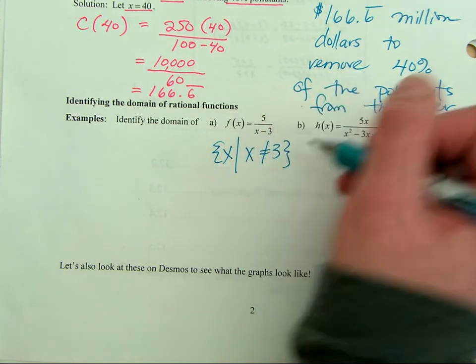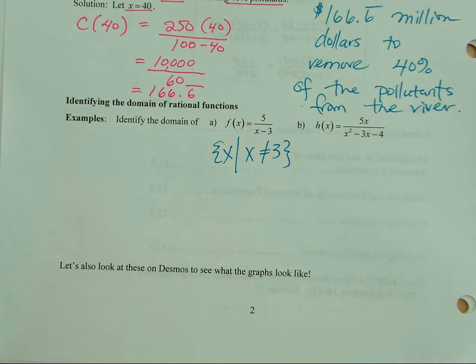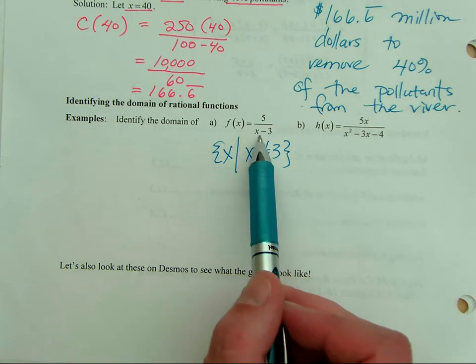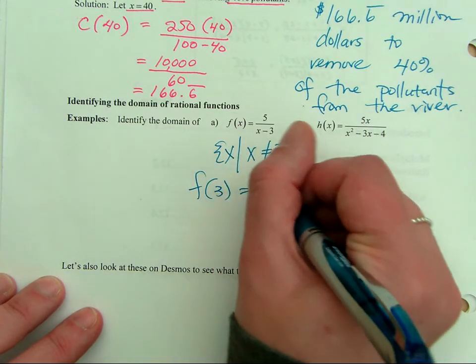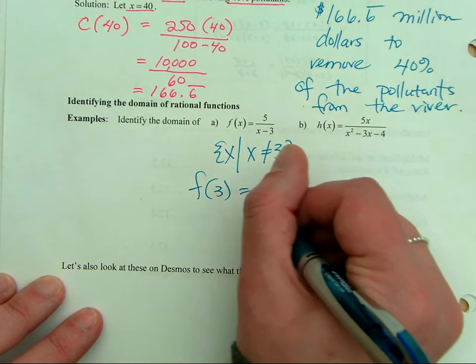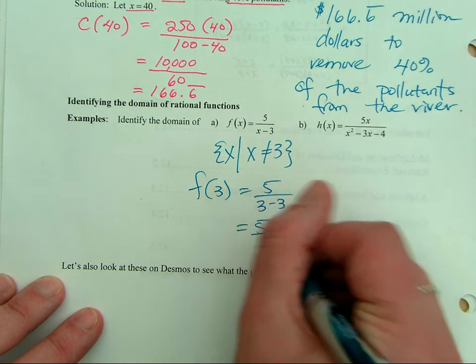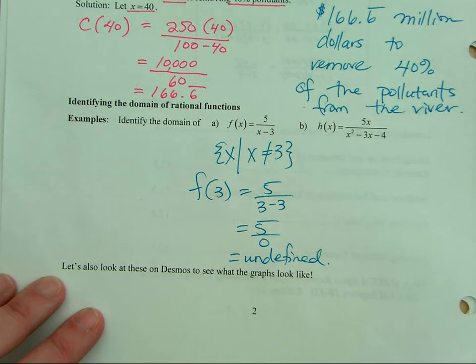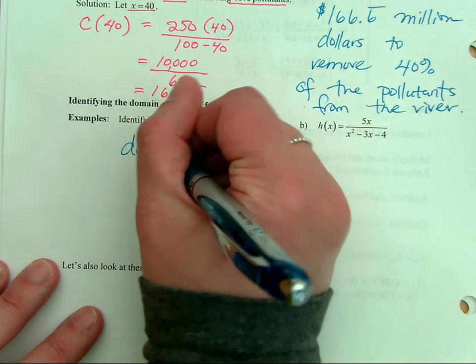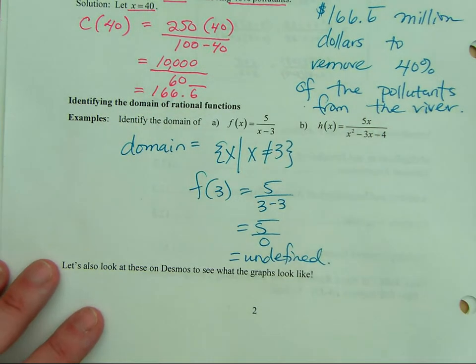Why did you choose 3? Exactly. You can't divide by 0. So if we were to take f of 3, we would get 5 divided by 3 minus 3. We would get 5 divided by 0, which is undefined. So to find the restriction on the domain, what numbers you can't have, you're going to set the denominator equal to 0 and solve for x.